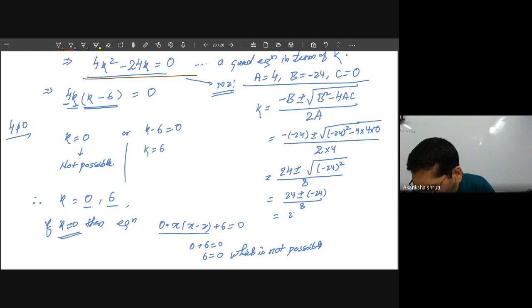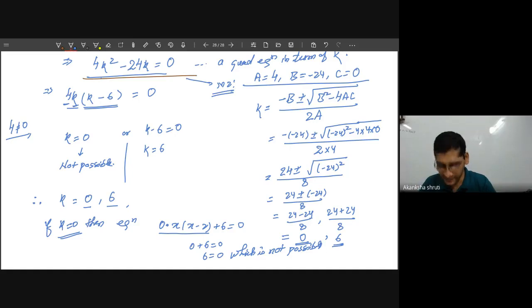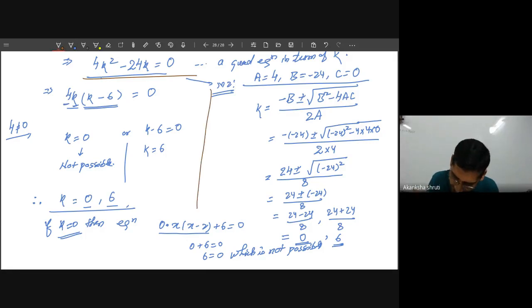Taking the plus sign, it is 24 minus 24 by 8. Taking the minus sign, it becomes 24 minus and minus turns into plus, so 24 plus 24 by 8. What we are getting here is 0, since 24 minus 24 is 0. And here we are getting 48 divided by 8, which is 6. So we are getting 0 and 6. The same we were getting here also. So student, you are free to apply either method for calculation of this K itself.